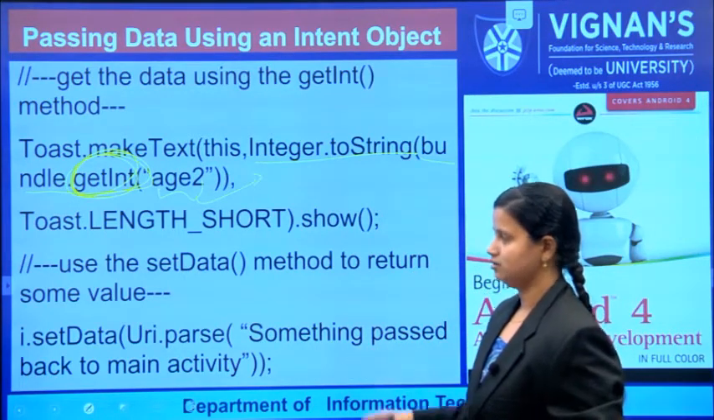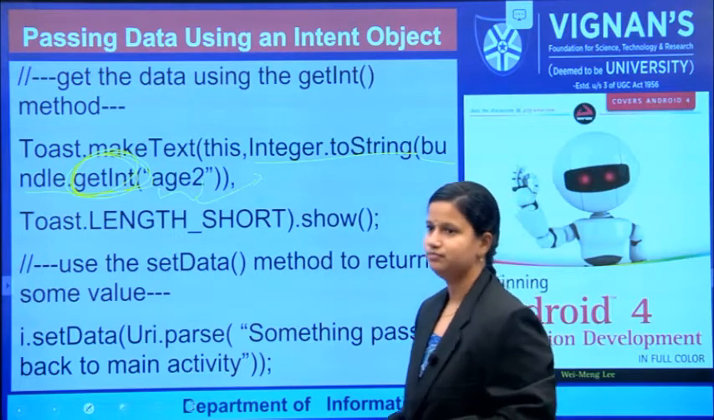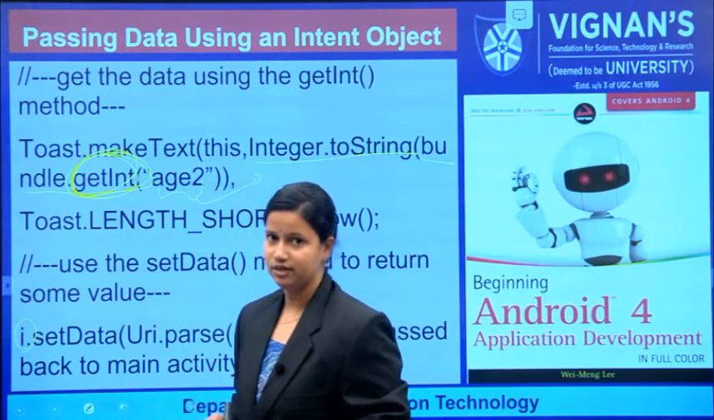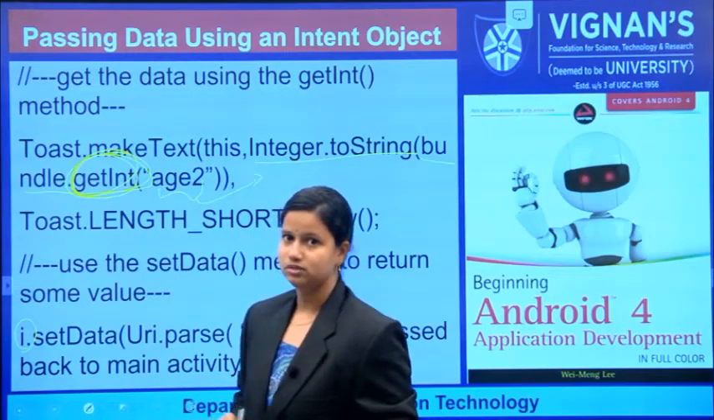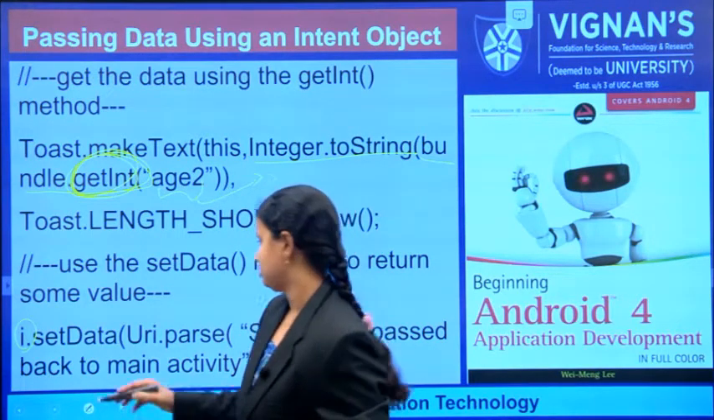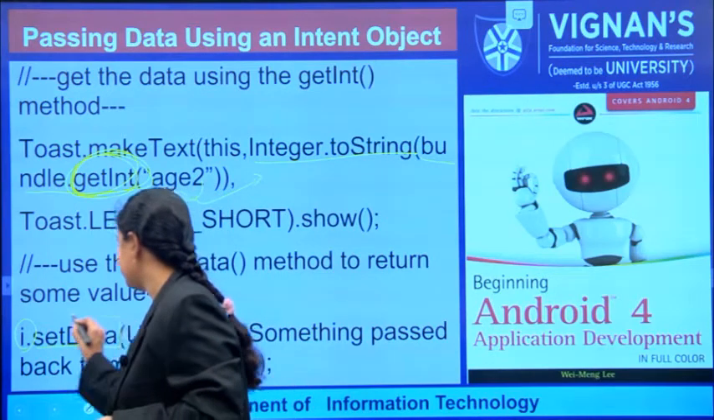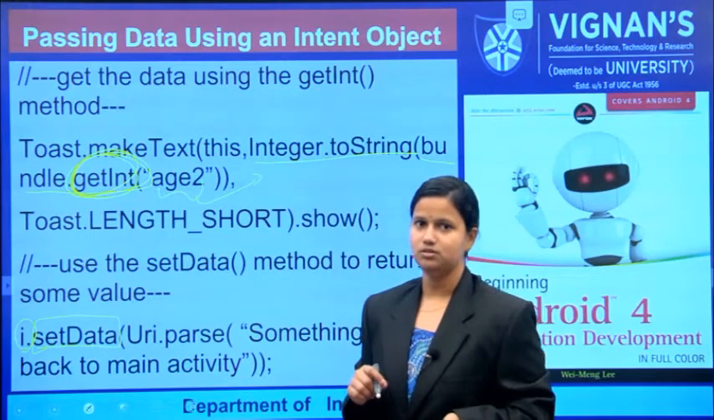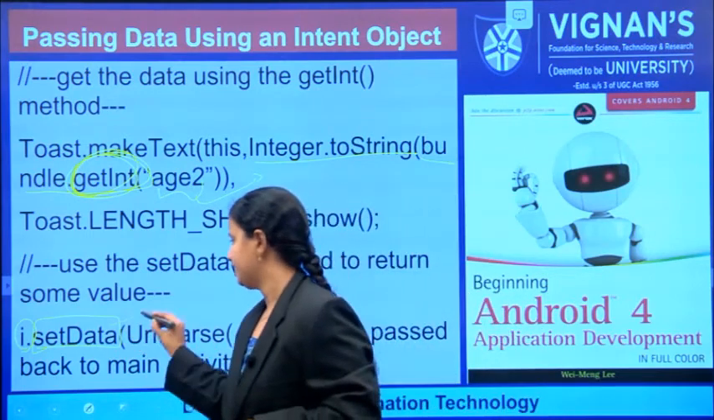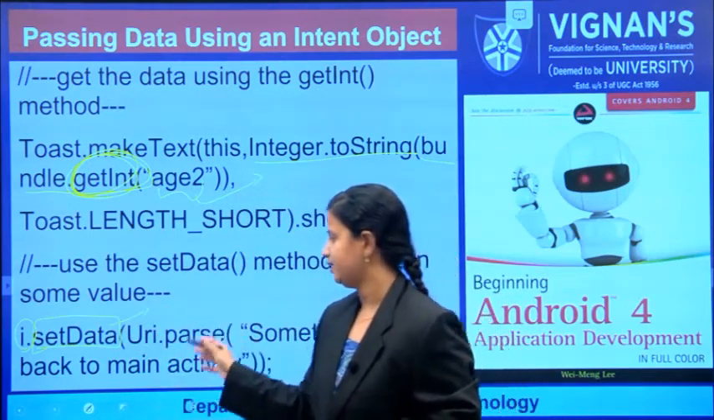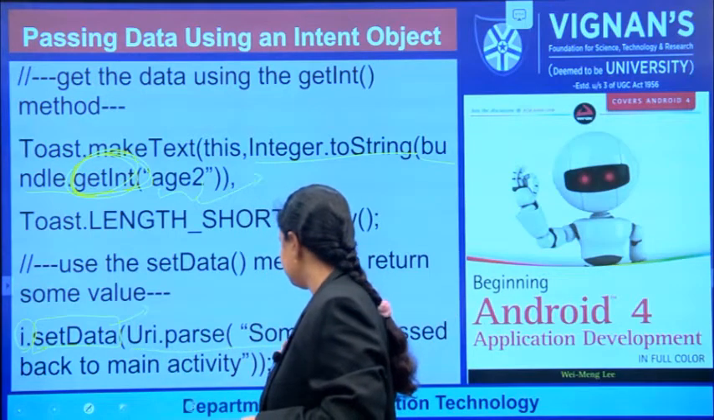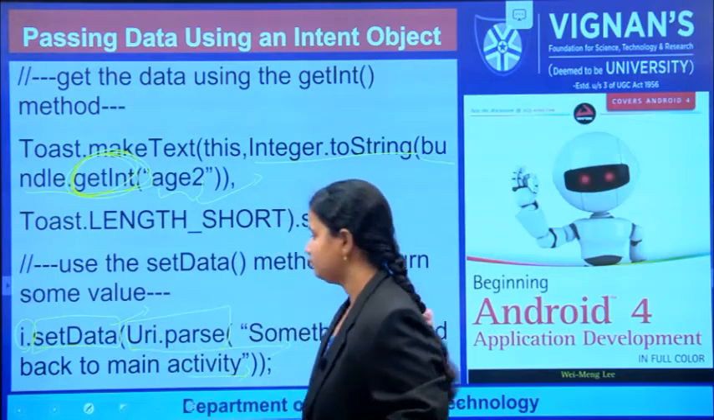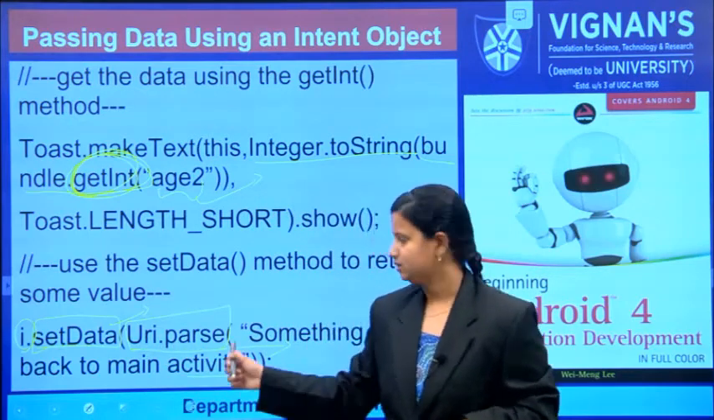The third way is also to be presented. What is the third way? We have to set the data in the intent object, that means we send the information by using the setData method. We set the information by calling the setData method. So what data do we specify? It is specified within the method as Uri.parse.